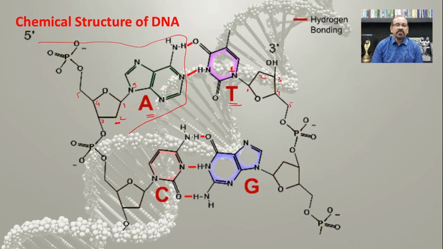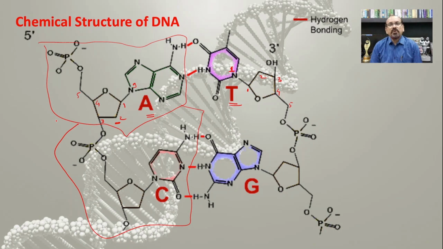This one is one nucleotide. Then this is the second nucleotide. In this way there will be the formation of the polynucleotide chain. But when we are talking about DNA, DNA is double stranded. So there are two strands. This is one strand, and here there is a formation of another strand.